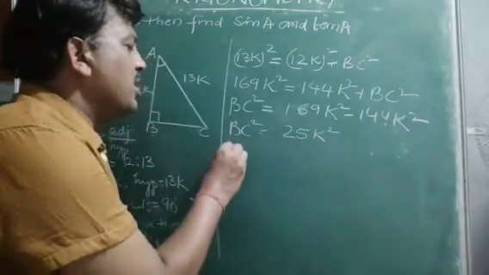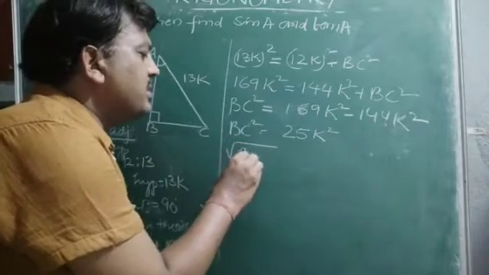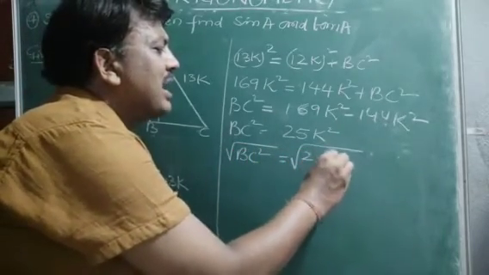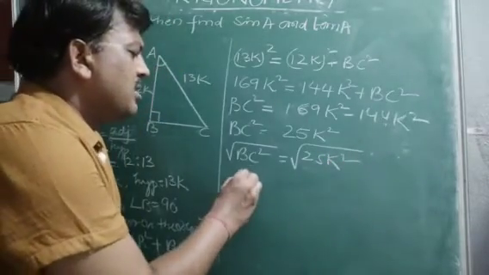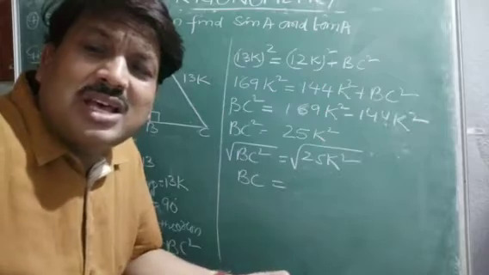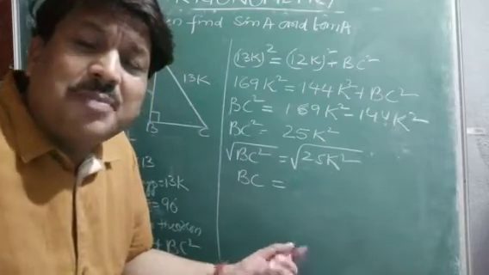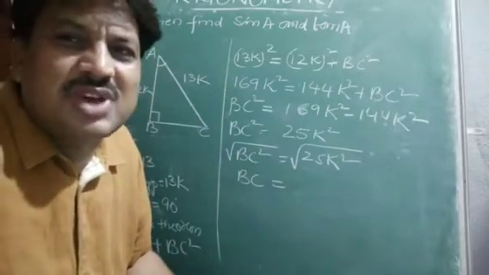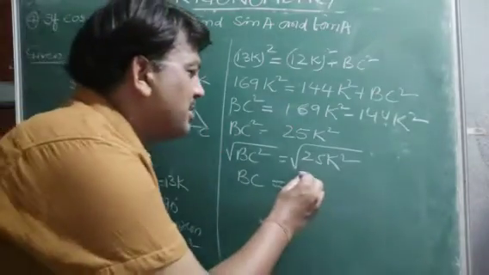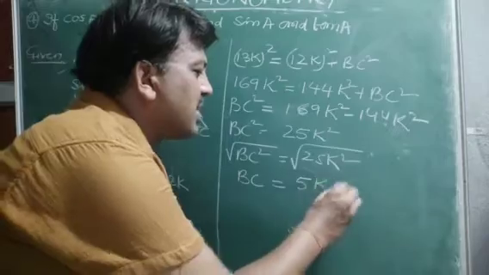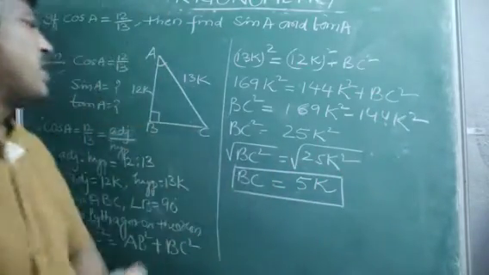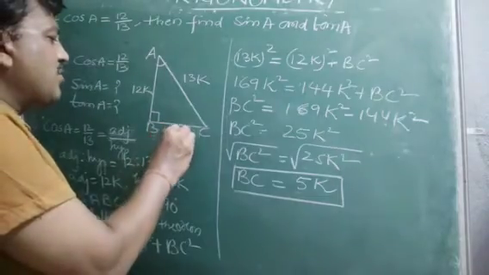25 K square. To get the value of BC, we have to apply the square root on both sides. So, children, here the root and the square cancel. 25 is the square of plus 5 as well as minus 5, but it's a distance, so a minus value is meaningless. So I am writing plus 5, and the square root of K square is K. That is the BC value we have got, children. This is 5K.